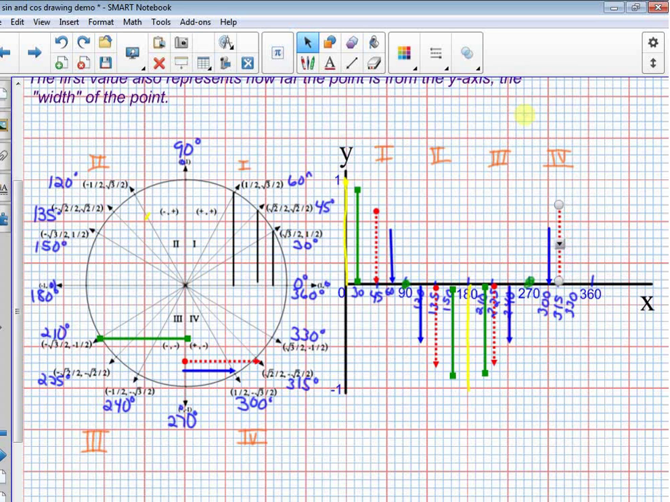Now notice how I'm back up above the x-axis. Now why was I down here? Because the x-coordinates were negative. When you plot those x-coordinates in quadrants 2 and 3, they're negative. When you plot x-coordinates in quadrants 1 and 4, they're positive.